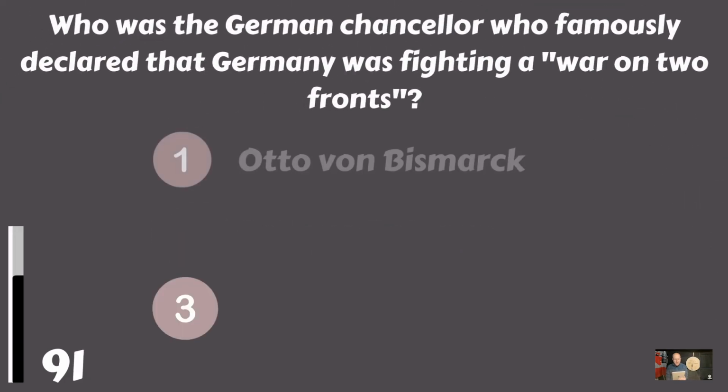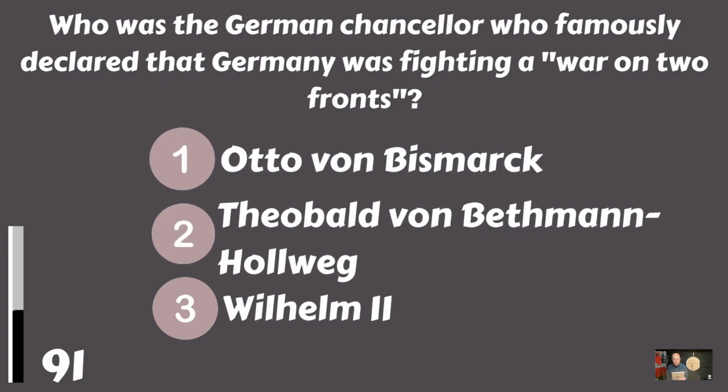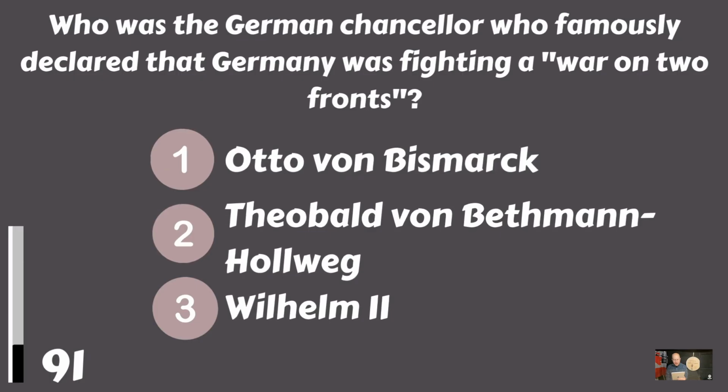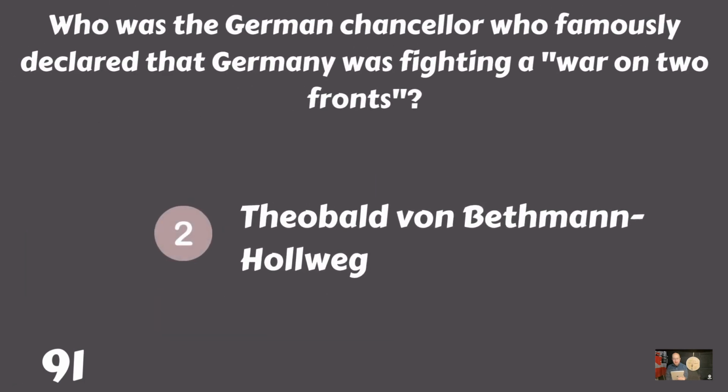Who was the German Chancellor who famously declared that Germany was fighting a war on two fronts? Otto von Bismarck, Theobald von Bethmann Hollweg, or Wilhelm II? And that would be Theobald von Bethmann Hollweg.